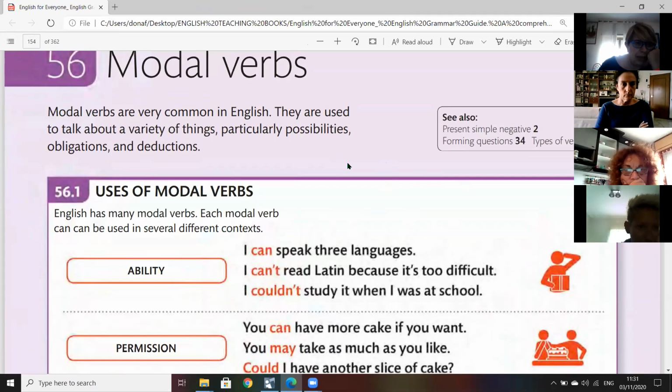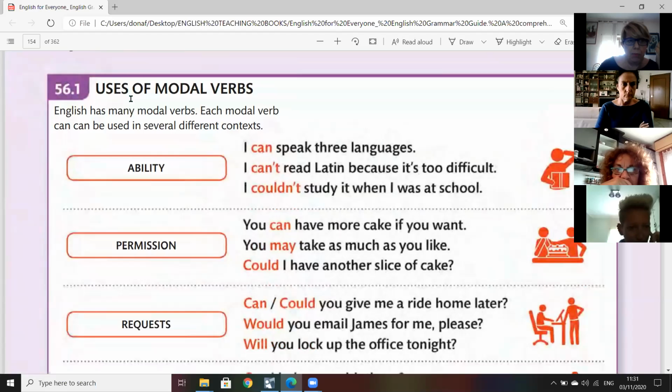Okay. Modal verbs are very common in English. They are used to talk about a variety of things, particularly possibility, obligations, and deductions. English has many modal verbs. Each modal verb can be used in several different contexts. You see, even the books can be wrong.